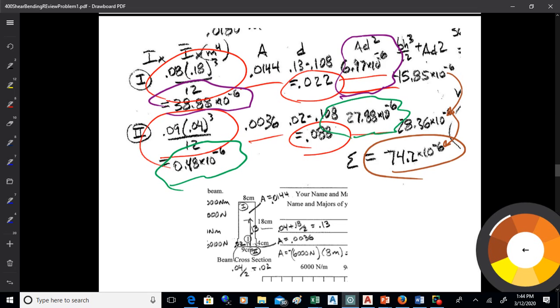And I like doing these tables because it just organizes my approach and gets me doing one little step at a time, which seems to be helpful. All right, so that gets you M, you can get C, you can get I. So now you've found I, so now you can get the bending stress, okay? We all right with that?